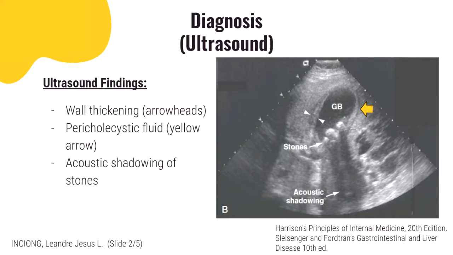Doc, do you know what the measurement for the gallbladder wall is? What is the normal thickness? Less than 4 millimeters, po, doc. 4 or less. So anything that's more than 4 millimeters, that's abnormal. Yes, doc.